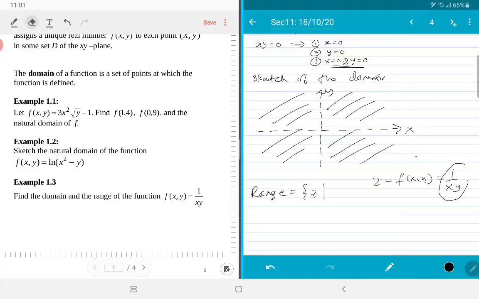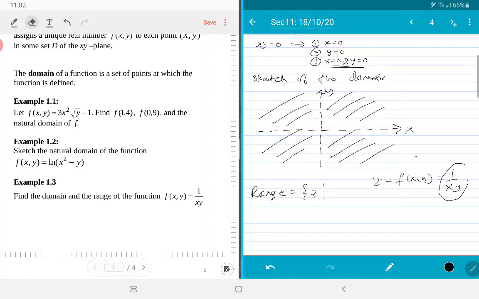So in this case we have 1 over xy. So ask yourself, can z be positive? Yes, it can be positive when both x and y are positive, or when x and y are both negative. All right. Can z be negative? Yes, it can. It can be negative when either x or y is negative.